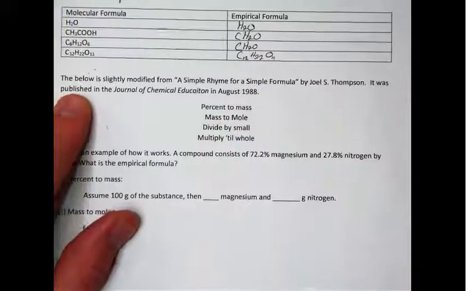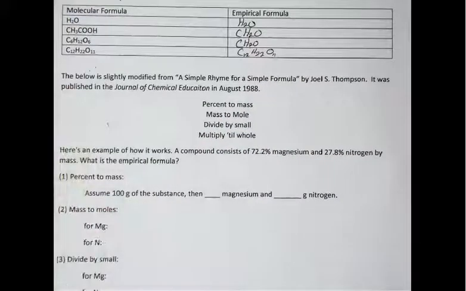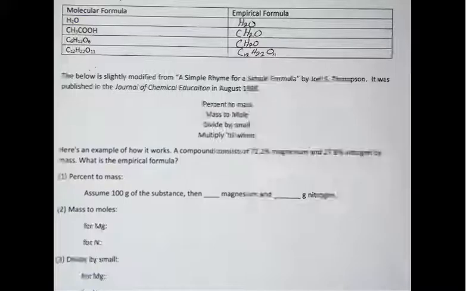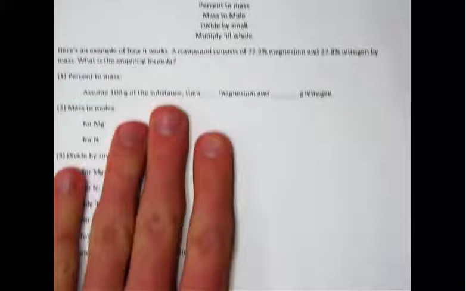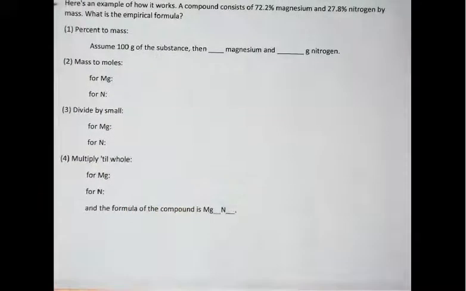Then we can move down, and we're going to use this simple rhyme for a simple formula by Joel S. Thomson that was published in the Journal of Chemical Education in August of 1988. So if you go to the August 1988 edition of the Journal of Chemical Education, you can find this rhyme along with the rest of this document, except we're going to fill in part of the document so that we can have practice performing the calculations.